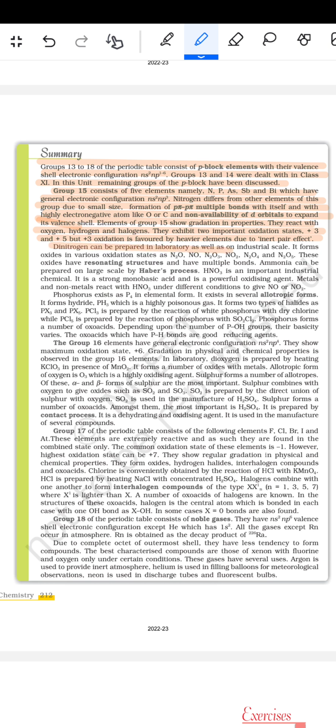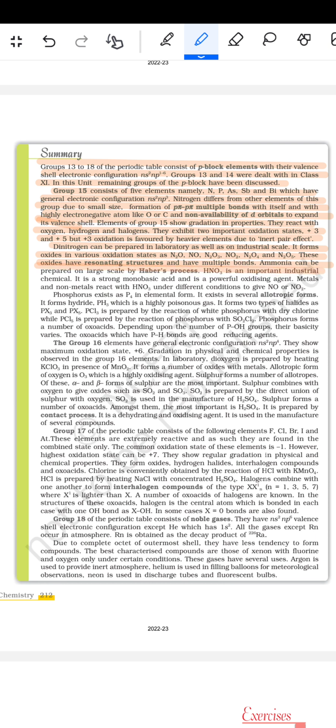Dinitrogen can be prepared in the laboratory as well as on the industrial scale. It forms oxides in various oxidation states as N2O, NO, N2O3, NO2, N2O4, and N2O5. These oxides have resonating structures and have multiple bonds. Ammonia can be prepared on a large scale by the Haber process.